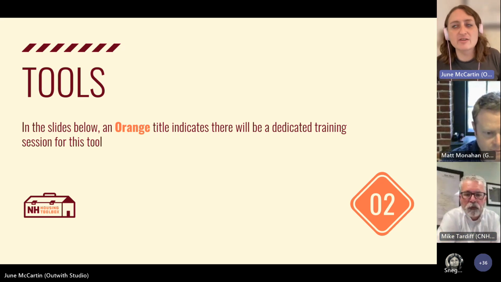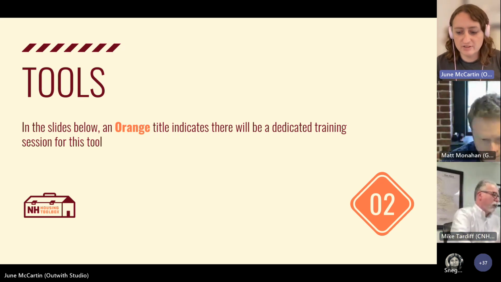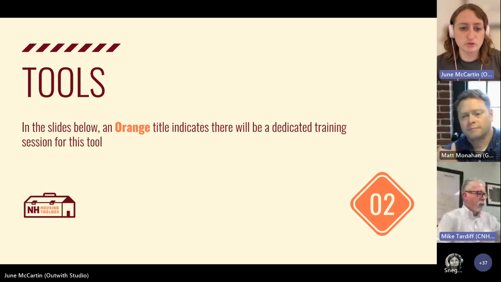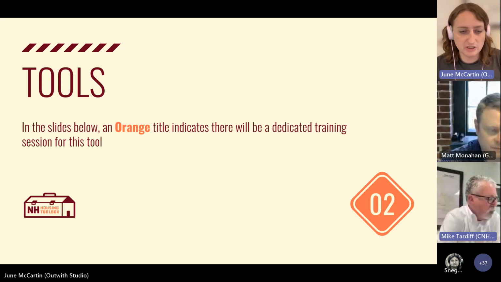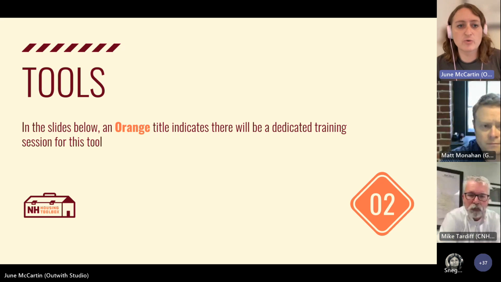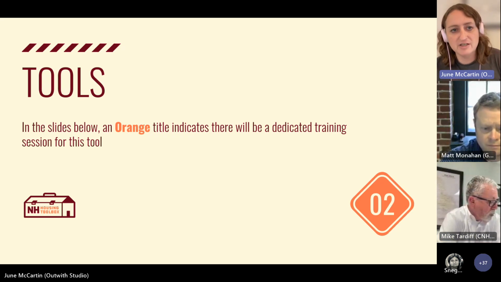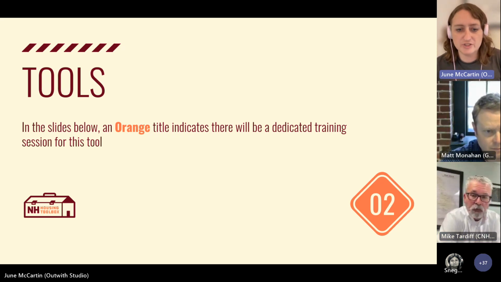And I'll just note, this is our first of 5 sessions. We are going to be talking about other tools in the remaining four sessions, and we'll be really drilling down into 1 or 2 tools per session. So when a title is in orange, it means we're having a full session about it, and I'll call those out as they come up.